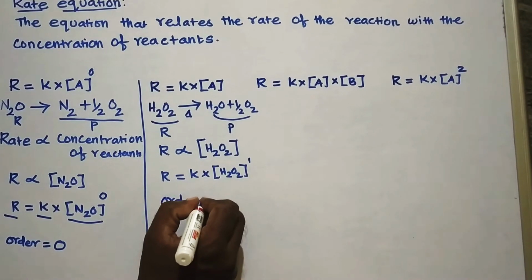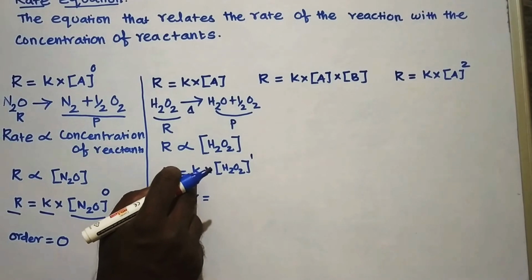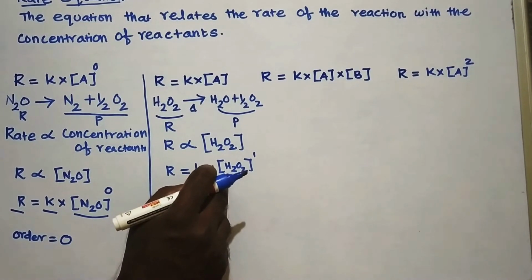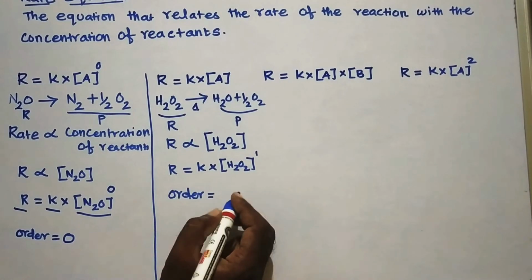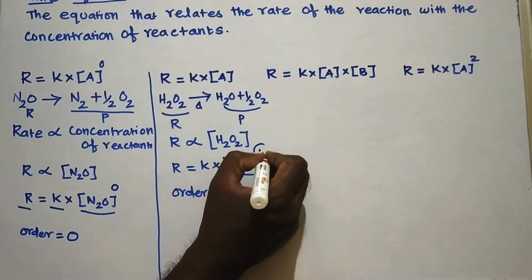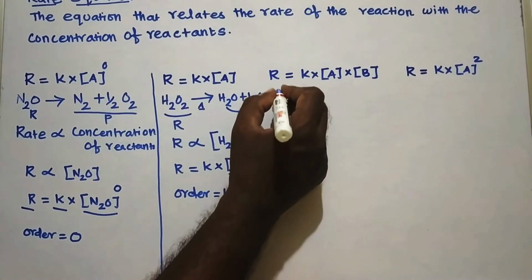So now we are going to find out the order. This is the rate of the reaction. This is the rate constant. This is the concentration of hydrogen peroxide in this reaction. Therefore, this is the only one concentration term, and that power is equal to 1. Therefore, the order of the reaction is equal to 1.